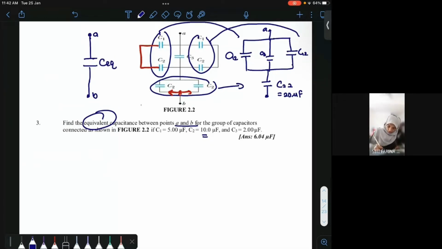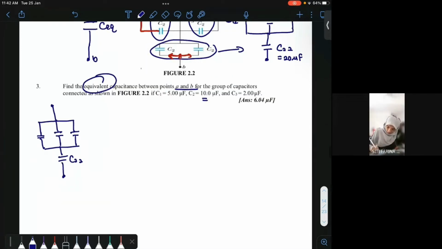Okay, so the first part here, saya lukis balik. C3, C12, C22. Okay, C22 ni in parallel of C2 and C2. 10 mikro campur 10 mikro, we get 20 microfarad. Sorted.